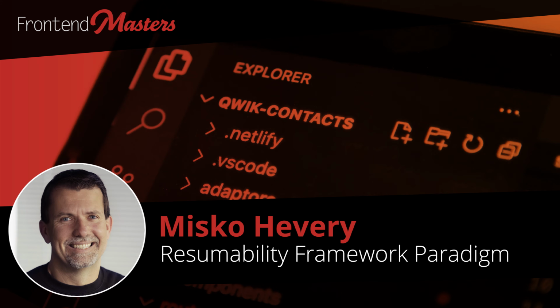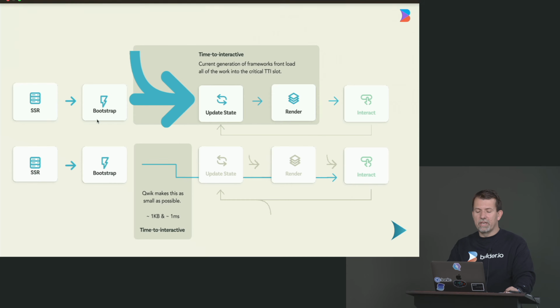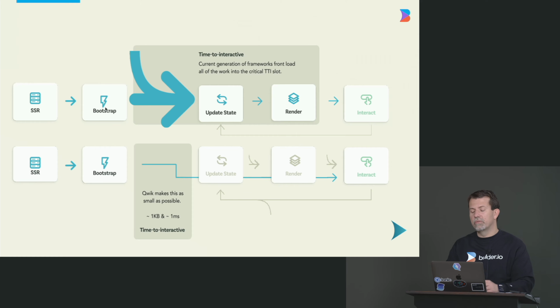I would like to give you a background, from a technical point of view, on what makes resumability different. The key thing to understand is the way the system normally works: you server-side render, and once it gets to the client, you have to do bootstrap. This fat arrow represents the fact that a huge amount of code has to be downloaded and executed before you can go on to the next step.